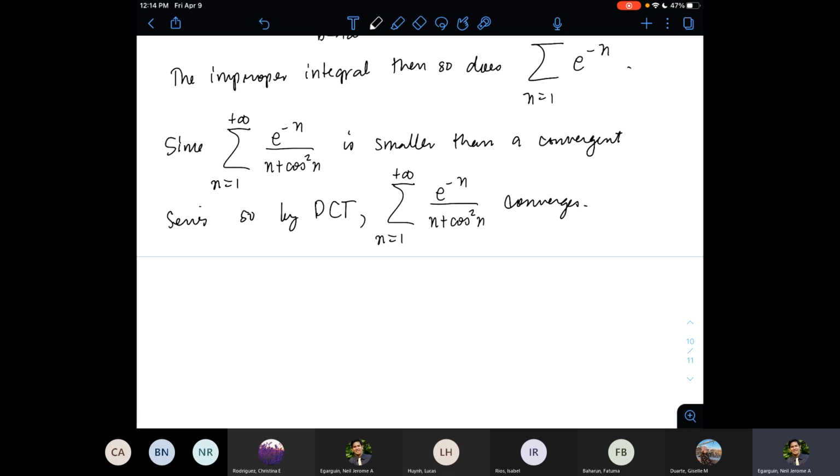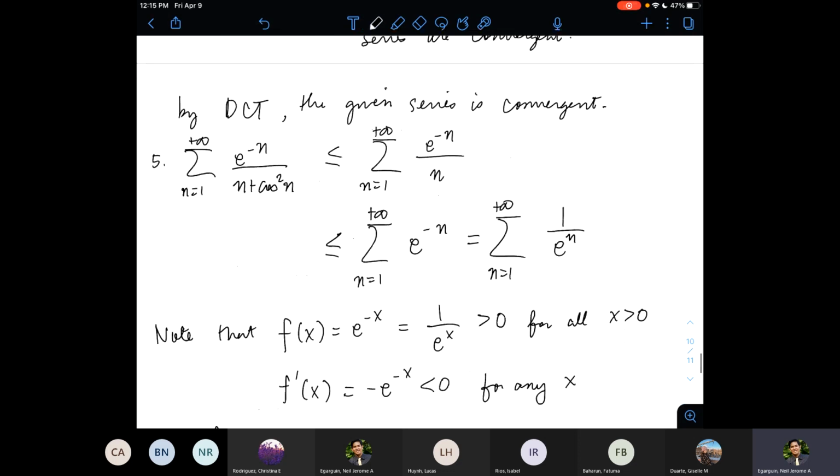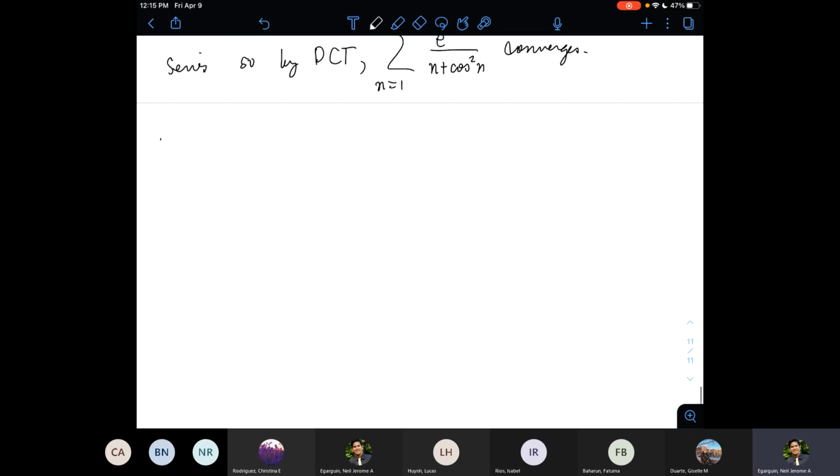Now, as an alternative to the direct comparison test, you can use the limit comparison test, which will not require you to think of a larger or smaller series, but to compare the series with something that grows with the same magnitude or about a proportional rate. Probably it's better to look at an example. So let's do problem 6.